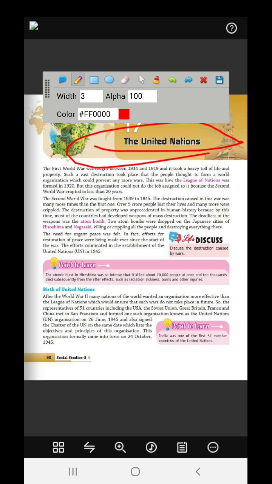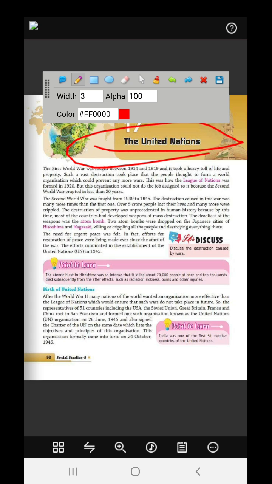After World War II, many nations of the world wanted an organization more effective than the League of Nations. The League of Nations failed. They wanted a more effective organization which could ensure that such wars would not take place in the future. So the representatives of 51 countries, including the USA, the Soviet Union, Great Britain, France, and China, met in San Francisco and formed the United Nations Organization on 26 January 1945 and also signed the Charter of the UN on the same date, which lays out the objects and principles of the organization.